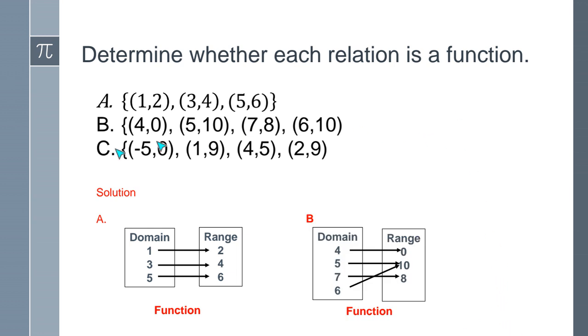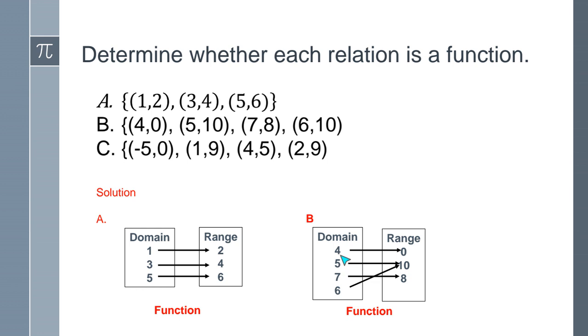Okay, so here my domain is 4, 5, 7, and 6. So I write 4, 5, 7, and 6. My range is 0, 10, 8, and 10. So I have 0, 10, and 8. Notice that I didn't write the 10 twice. You could, but it makes it easier if it's just written once.